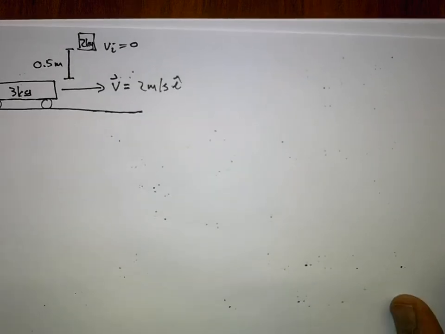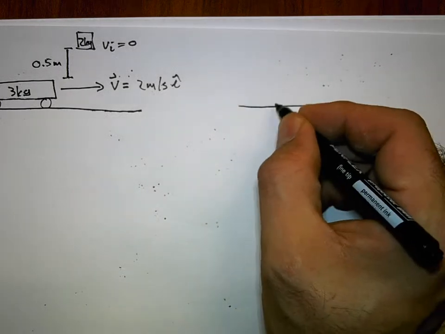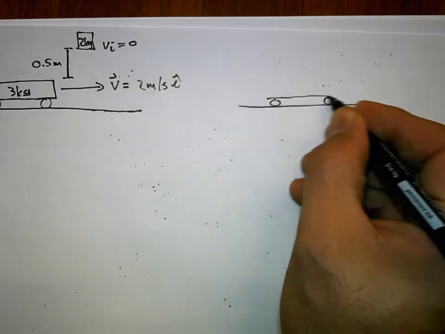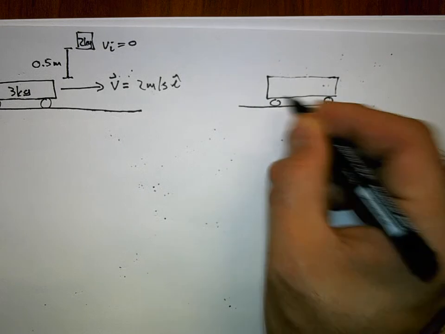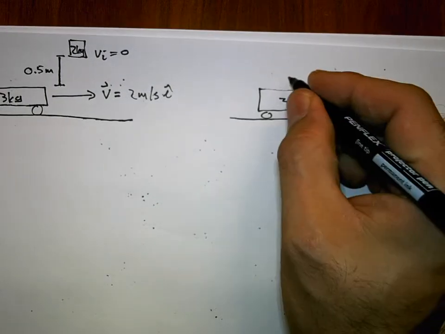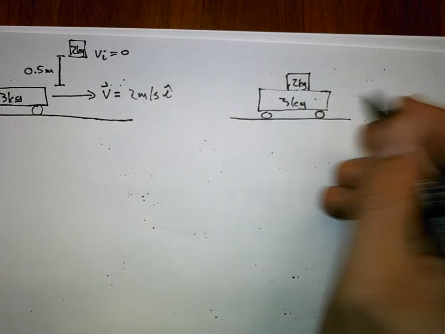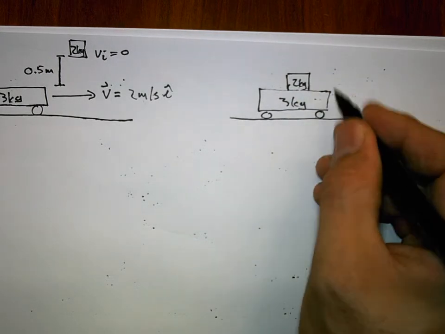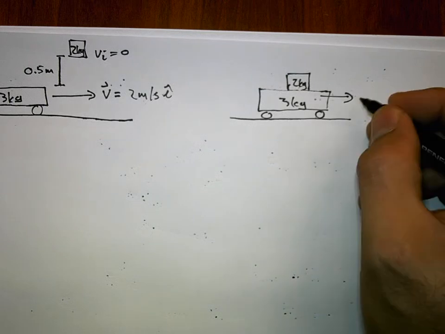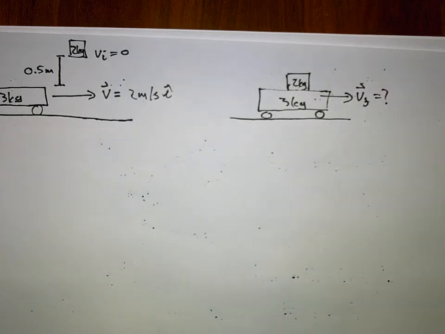And then at some later time, we've got that the mass has now fallen on the trolley. So we've got this. There's our trolley, 3 kilograms. This is our mass on top of the trolley now, 2 kilograms. And both of these are moving now together, so they both have the same final velocity, which we do not know.